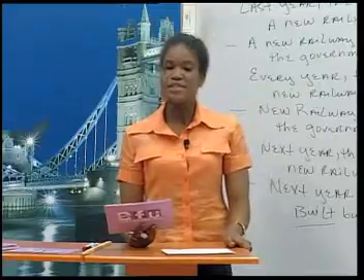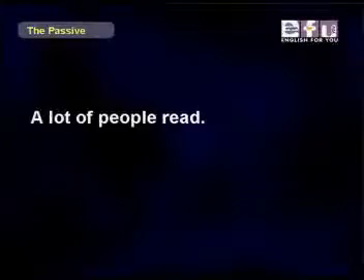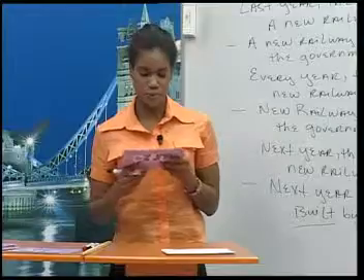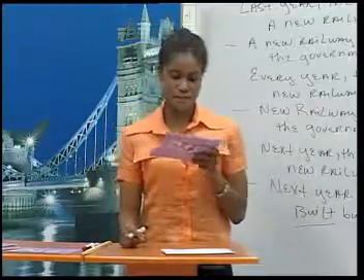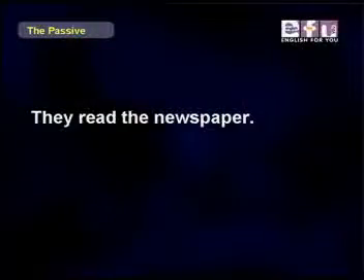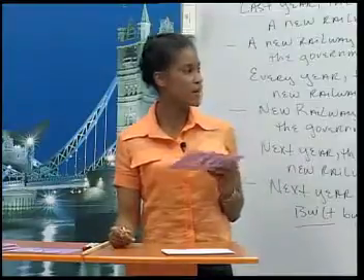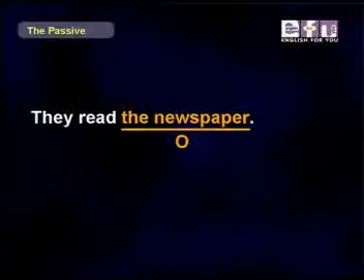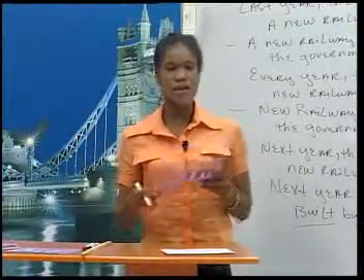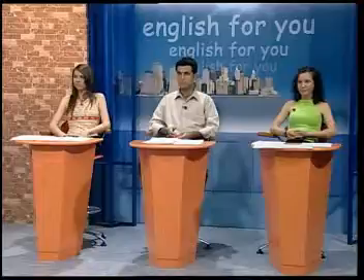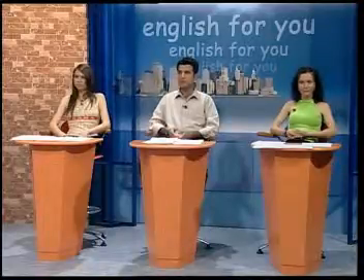Can you think of another sentence without an object? Linda? A lot of people read. Okay, there is no object, that is true, but do we ever say that? No, we usually say a lot of people read something, they read a newspaper. Right, and is there an object? Yes, the newspaper is the object. Good. So the verb to read usually has an object. We call it a transitive.